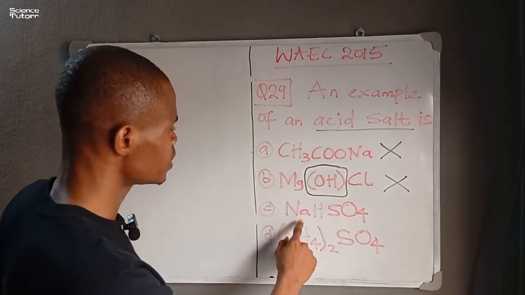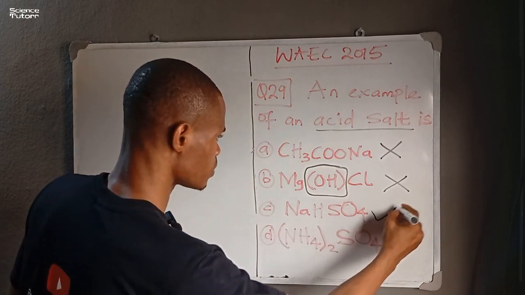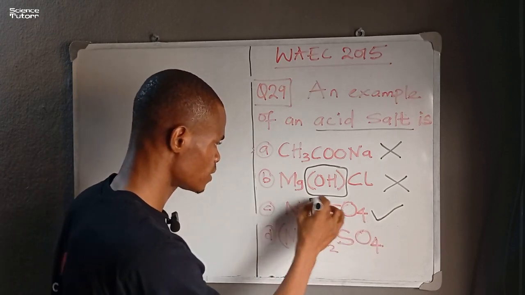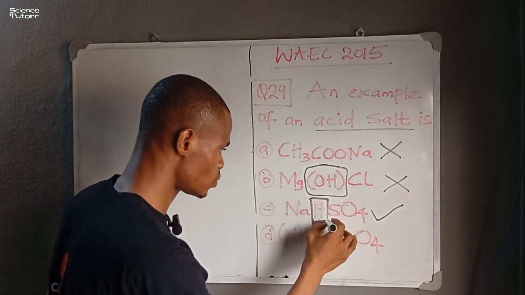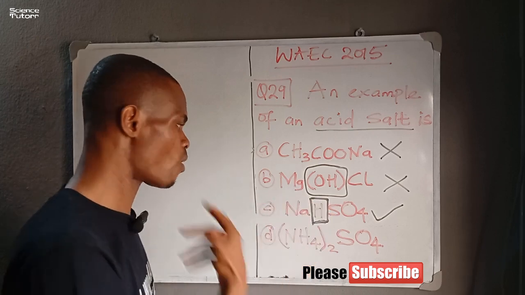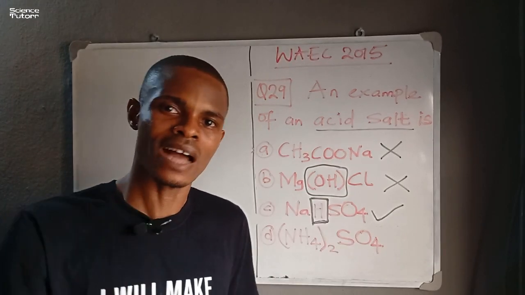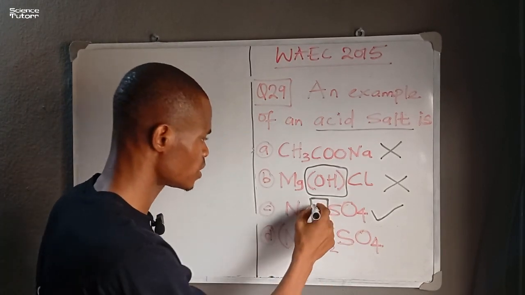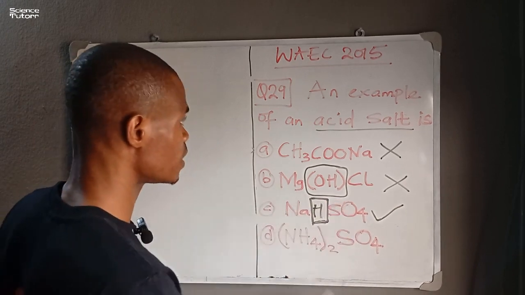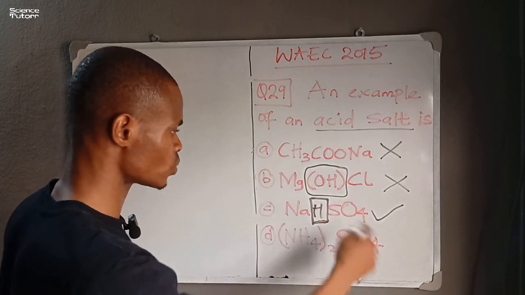The third option, NaHSO4, is the correct answer. Why? It has traces of the element hydrogen, so it simply means that the salt still contains components or constituents of an acid. That is what makes it acidic in nature, the presence of the H. So sodium hydrogen sulfate, because of the presence of the H, is an acid salt. That means there are still traces of acid in the salt.